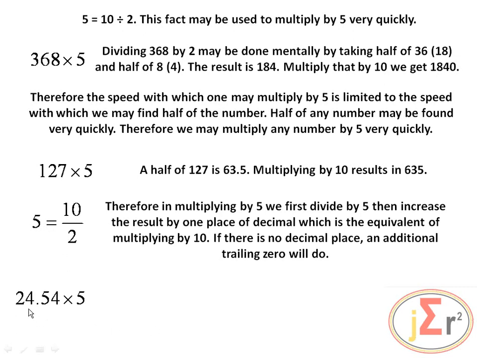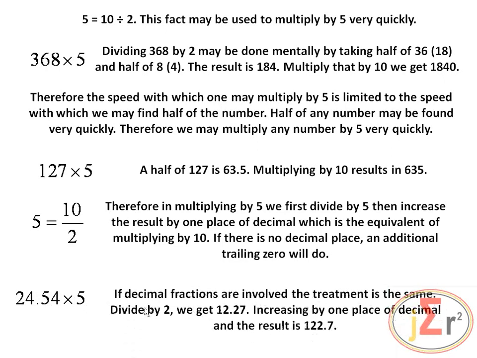So here we are going to apply this to decimals. What do we do? A half of 24 is 12. A half of 54 is 27. So we have 12.27. Right. Increasing by 1 place of decimal, we get 122.7.